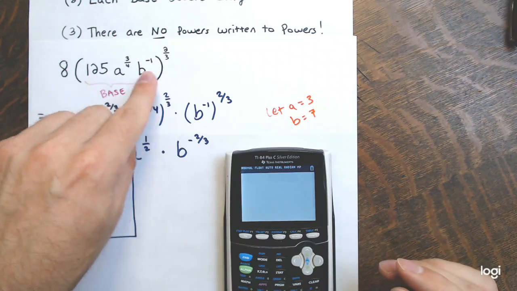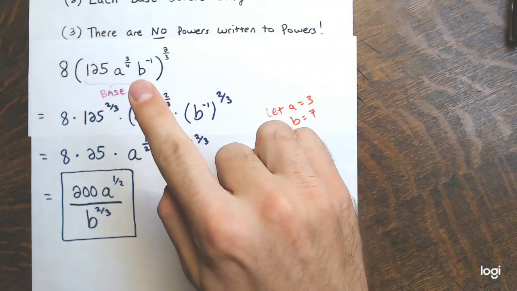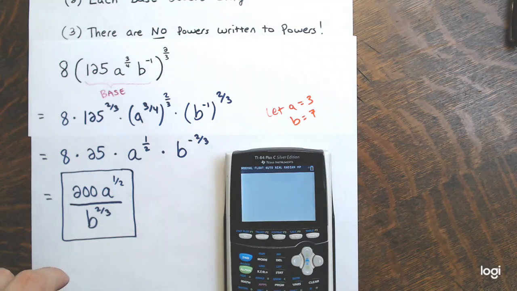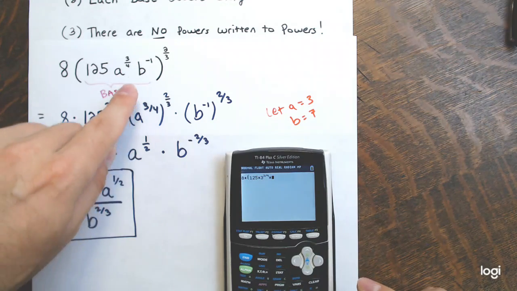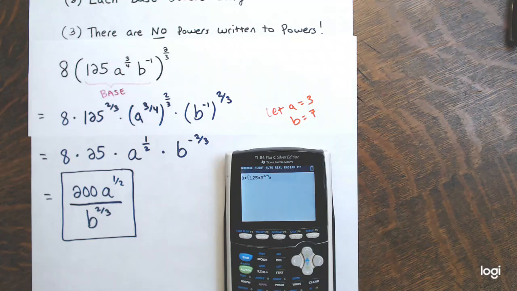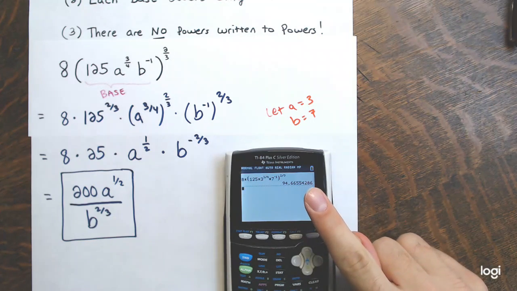So up here, the original expression, 8 times, and then in parentheses, 125 times, and I'm letting a be 3, right? So 3 to the 3/4 power, then times, and then b to the negative 1. So 7 to the negative 1. All right, then I close parentheses, and that gets raised to the 2/3 power. All right, we get some crazy number here, 94.6655428 and so on. Well, I'm going to keep that up there.